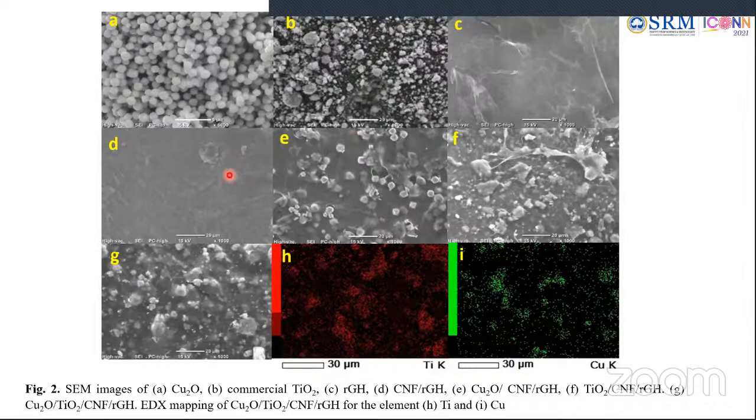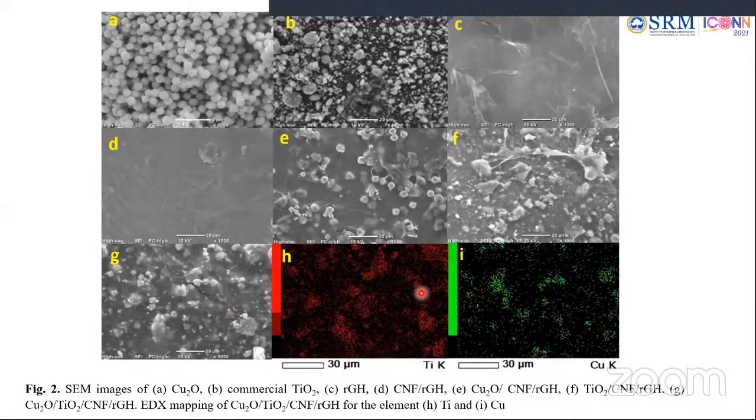And then the orientation of cuprous oxide, the cuprous nanosphere on the graphene sheet and cellulose nanofiber, and this is only with titanium dioxide, and this is with the presence of both photoactive materials, which is the cuprous oxide and titanium dioxide, on cellulose nanofiber and reduced graphene hydrogel. So the EDX further confirms the presence of these two photoactive materials on our hydrogel.